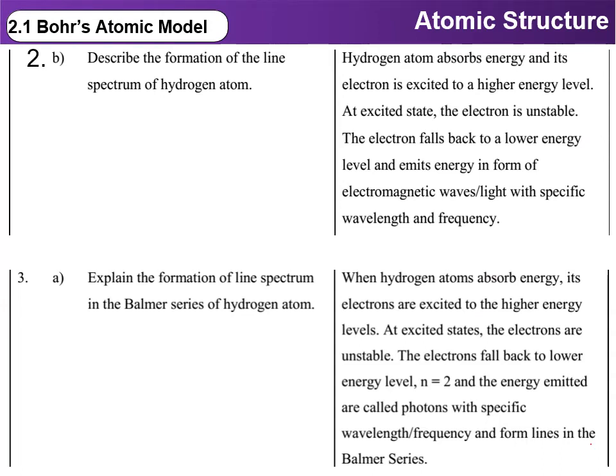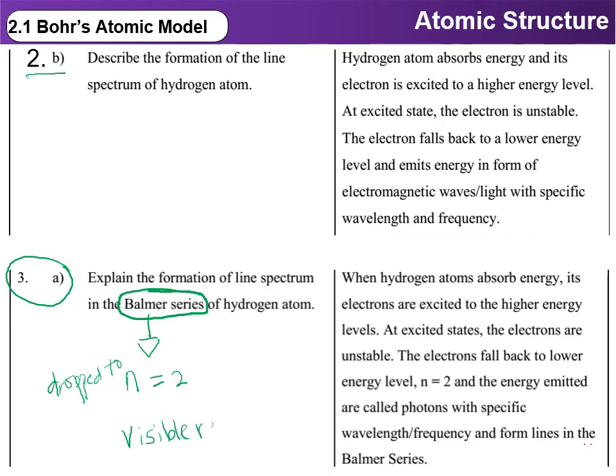Okay, let's proceed to tutorial question 3a. If you still remember question 2b that we discussed just now and we do the comparison, you will notice these two questions are quite similar. Only for question 3a, there is specific mention of the Balmer series. Still remember, Balmer series means the electron will drop to where? Yes, very good. The electron will drop to n equal to 2, and the region is the visible region.